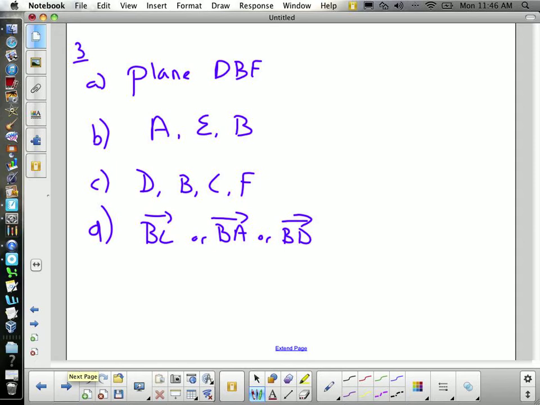Give another name for segment BE using correct notation. It's almost too easy. EB, yeah, just reverse the letters for a segment.